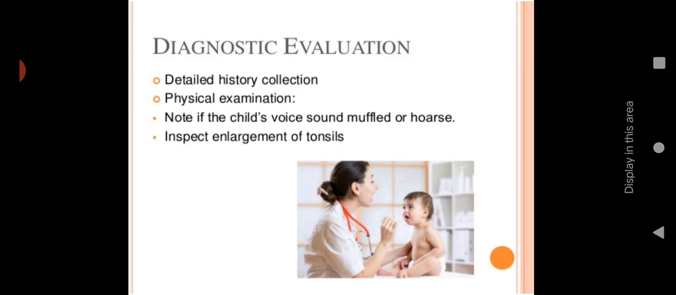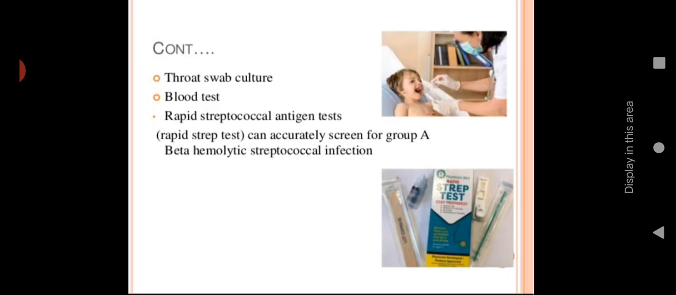Then, throat swab culture should be taken with the help of a cotton swab, which is a cotton bud. With that cotton bud, you can take a swab culture from the tonsil. It helps to identify the underlying microorganism and also helps for treatment. Then a blood test should be done, where you can identify the increased number of blood cells because of the infection.